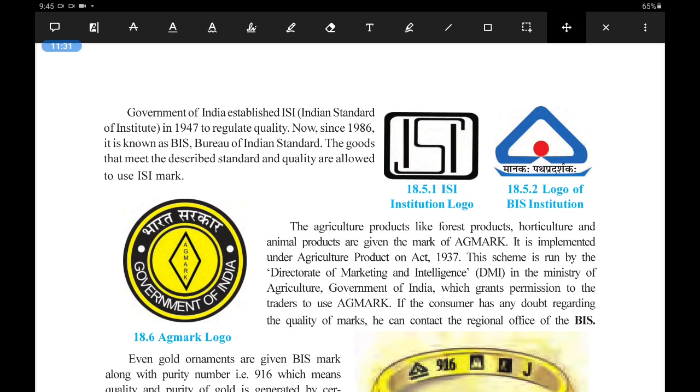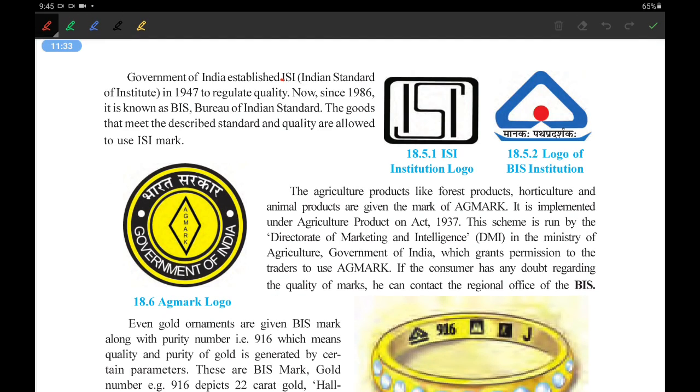Government of India has established ISI. ISI stands for Indian Standard Institution, in 1947 to regulate the quality. Now, since 1986, it is known as BIS. So, ISI is now known as BIS. What is it known as? BIS. BIS stands for Bureau of Indian Standards. The goods that meet the prescribed standards and quality are allowed to use the ISI mark or now the BIS mark. Right. So, this is the ISI mark and this is the BIS mark.